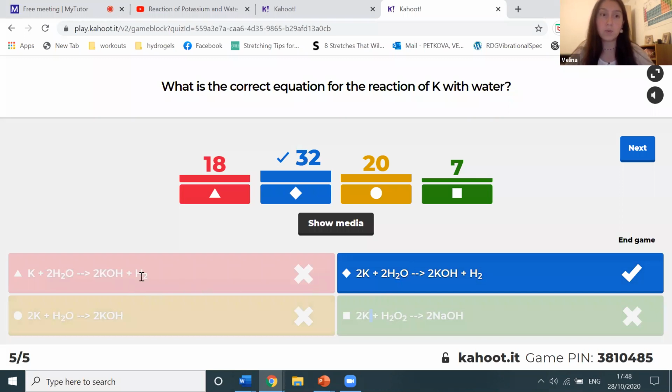And then if we look at the red one, it's not balanced. We have 2 oxygens on the right. We have 2 oxygens on the left, so that's fine. We've got 4 hydrogens on the left, and only 3 hydrogens on the right. Oh no, that's fine. The potassium's incorrect. We've got 2 potassiums on the right, and the potassium is incorrect on the left.